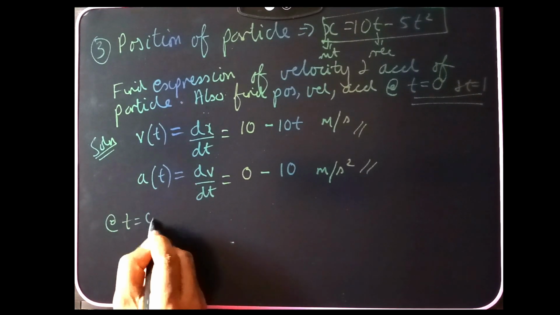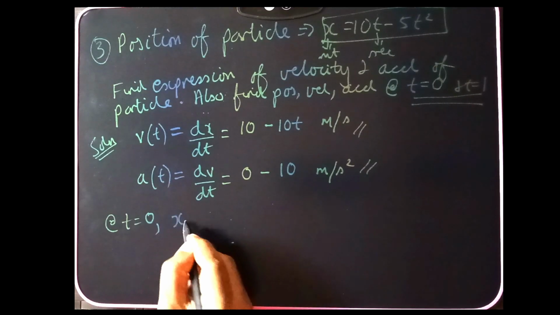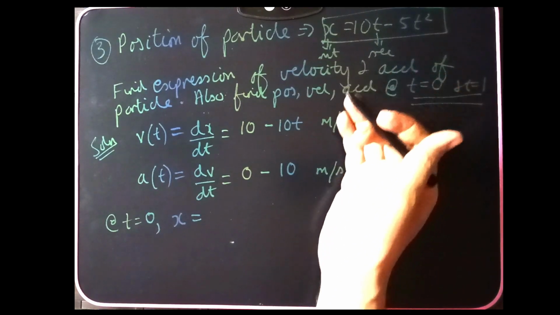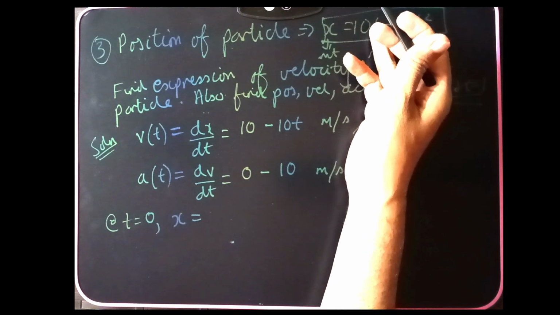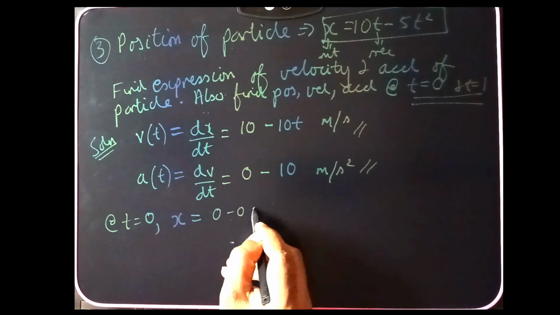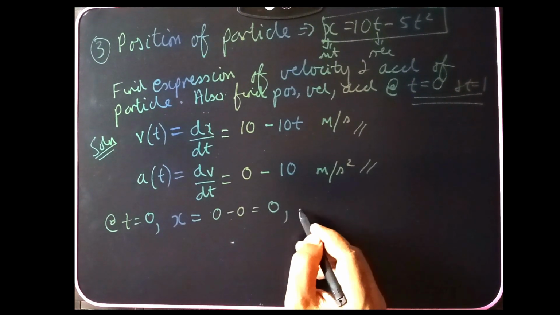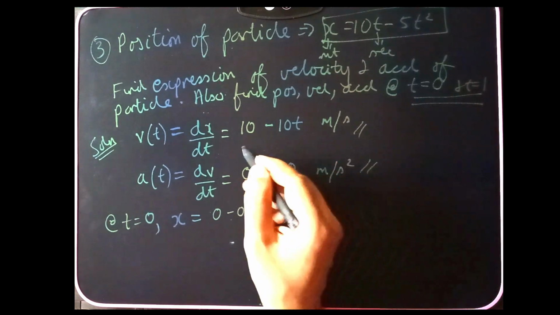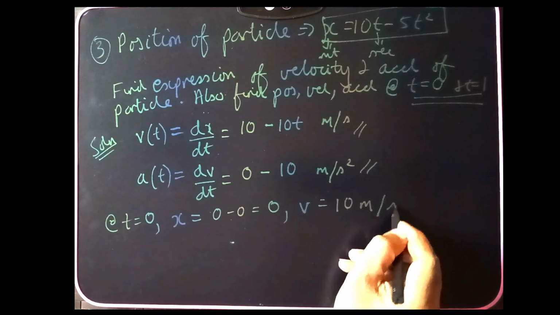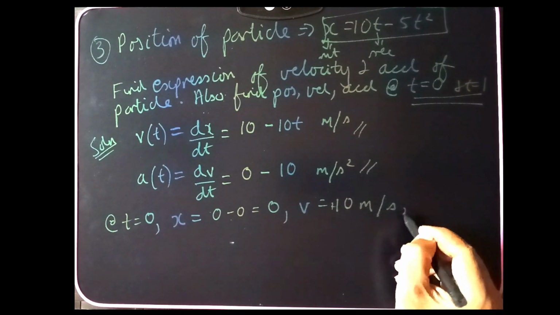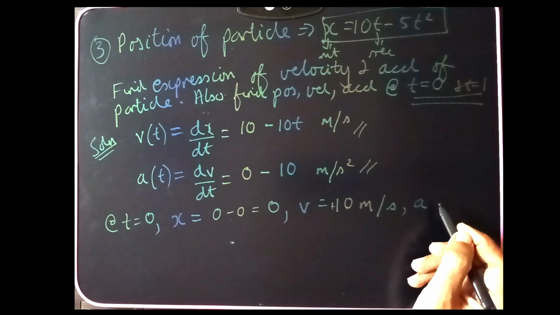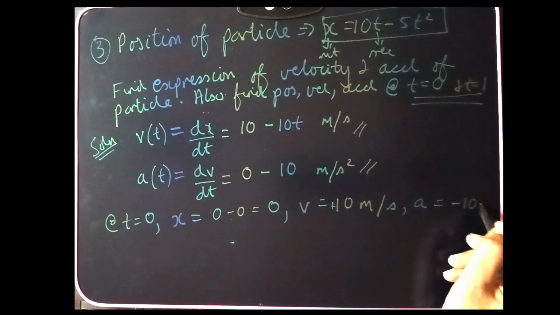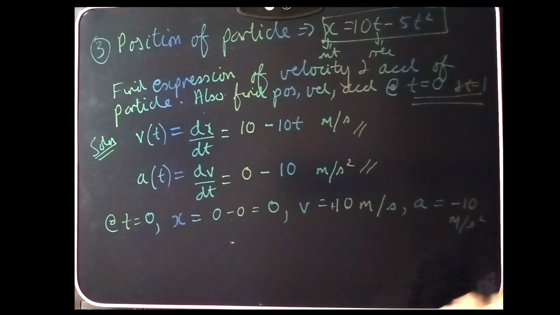At time equal to 0, displacement will have to be 0, right? Clear, because you're multiplying with 0. So 0 minus 0 becomes 0. What will be the velocity? Velocity at time equal to 0 will be 10 meter per second, right? It's going to be positive. Acceleration will be, there is no time here, so it will be minus 10 meter per second square.